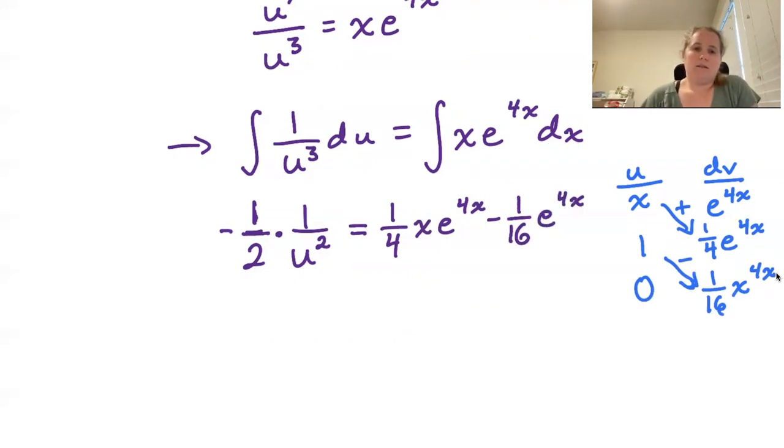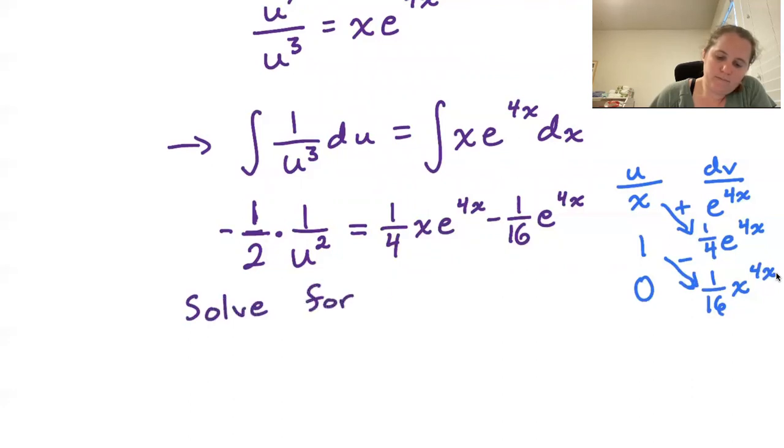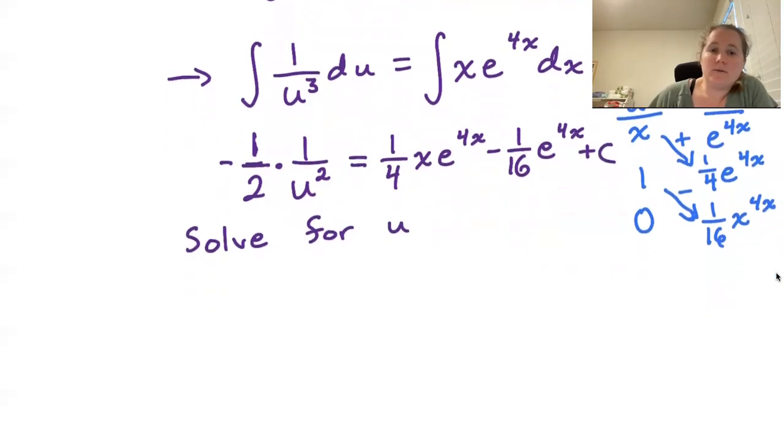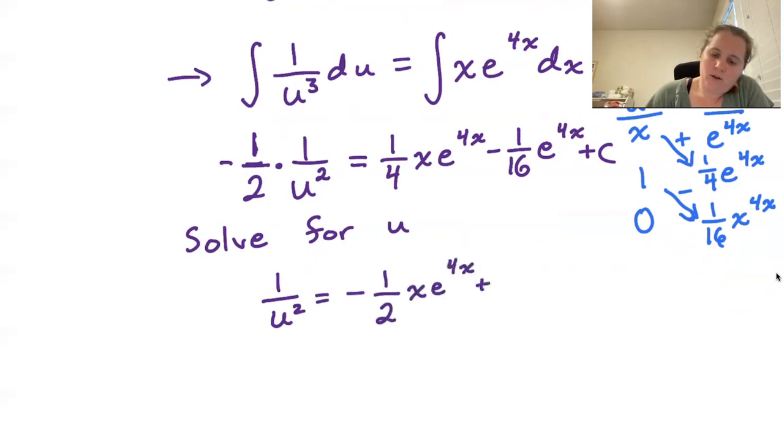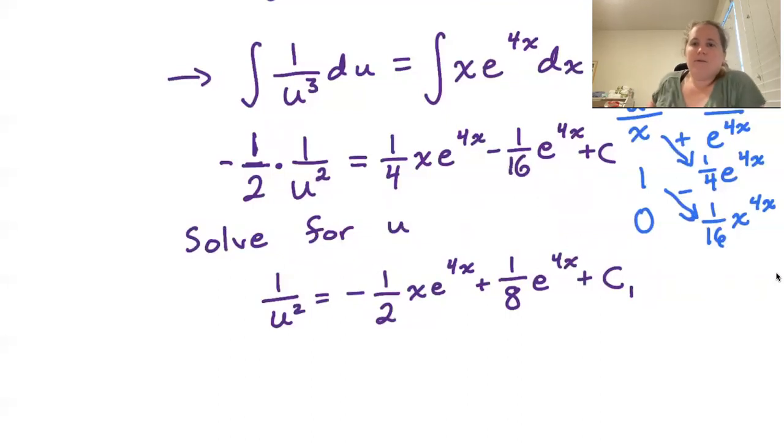From here, we can go ahead and solve for u. Oh, we should have a plus c as well. So solving for u, we can multiply by a -2. We have 1 over u squared is equal to -1/2 x e to the 4x plus 1/8 e to the 4x. And I'm going to just make this a plus c1. If we take a constant and multiply by -2, we can still hit any constant we want.